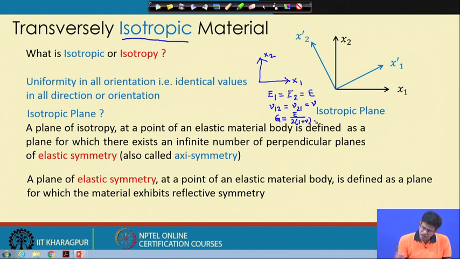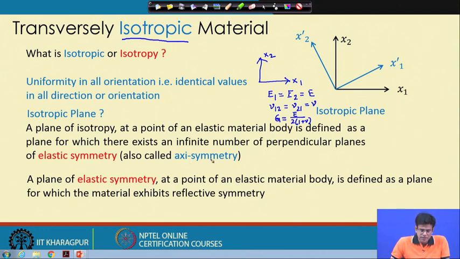So, this we know from our basic strength of material knowledge. Now, a plane of isotropy, what is a plane of isotropy essentially? We understand from the definition what a plane of isotropy is, but let us give a formal definition. A plane of isotropy at a point of an elastic material body is defined as a plane for which there exists an infinite number of perpendicular planes of elastic symmetry.